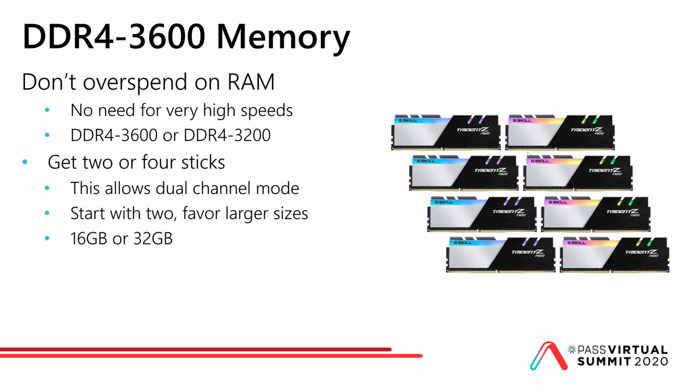And as I said before, don't overspend on your memory. You don't need to go out and get DDR4 4000 or DDR4 5000 memory. You want to stick with DDR4 3600 or DDR4 3200, and you want to get 2 or 4 sticks of RAM instead of just 1 or 3, because that lets you use dual channel mode for your memory, which really increases the bandwidth of the memory. And I think it's a good idea to start with 2 sticks and then favor larger capacity sizes. So don't get 4 gig or 8 gig sticks of memory. Get 16 gig or 32 gig sticks and just get 2 of them to start with.